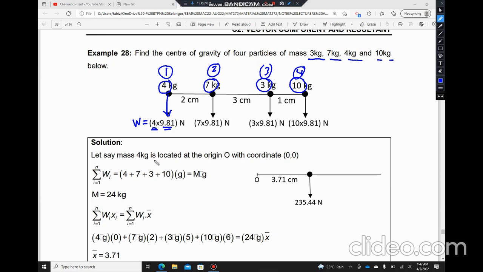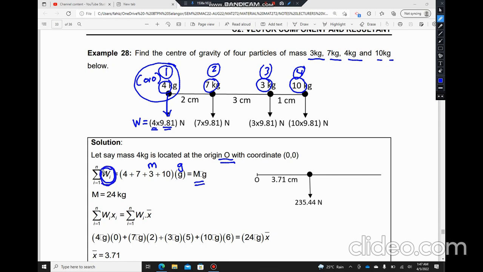Let's say mass 4 kg is located at the origin with coordinate 0, 0. So kita ambil yang ni sebagai pusat dia. Yang first ni kan, dia berada di origin. So sum of weight. Kita tambah untuk berat 4 plus 7 plus 3 plus 10. So 4 plus 7 plus 3 plus 10 ni kita tambah dulu untuk m, and then we need to multiply by gravity. So the formula is mg. Yang ni untuk jumlah berat.